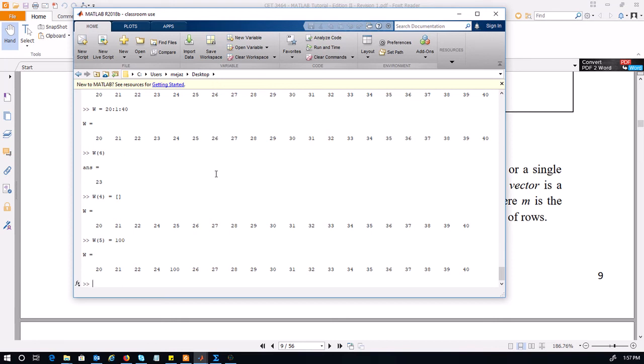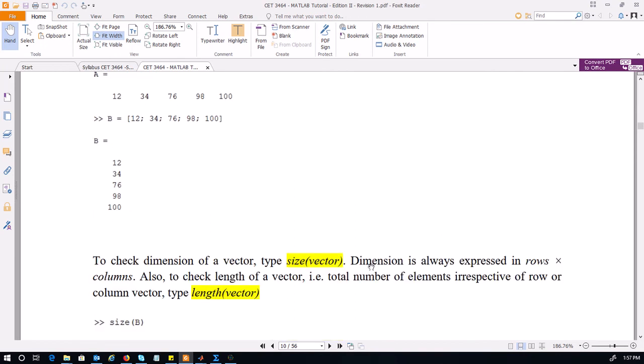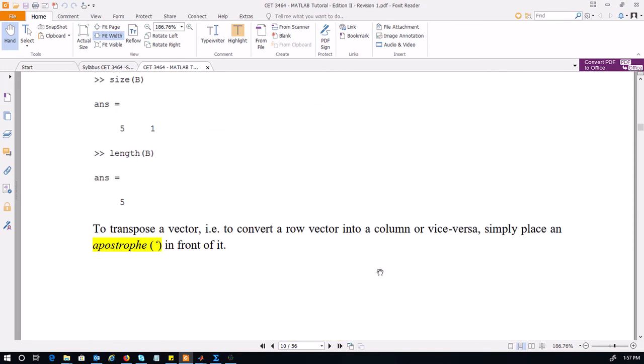So this is basically what vectors are. They are matrices, but they have only one column or one row. And if you want, you can swap the rows and columns using what we call the transpose function, which is defined by an apostrophe. Okay, and the tutorial gives size, length, and all those things.